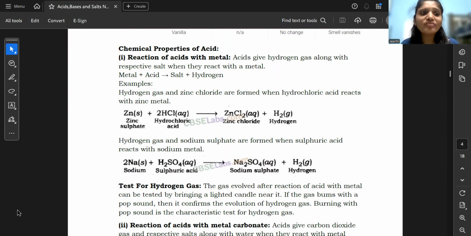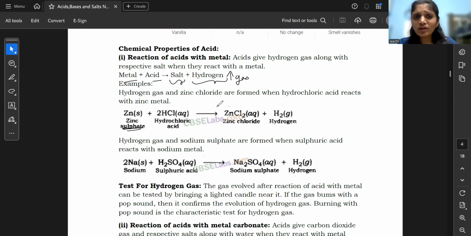You people know acids can react with metals. Please take care what happens here. When a metal reacts with acid, what will form? A salt will form, and hydrogen gas is released. You can see an example here, zinc. Zinc plus HCl gives ZnCl2 plus hydrogen gas.